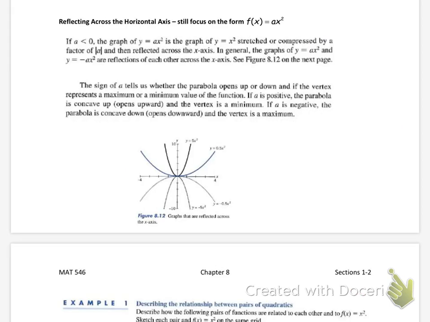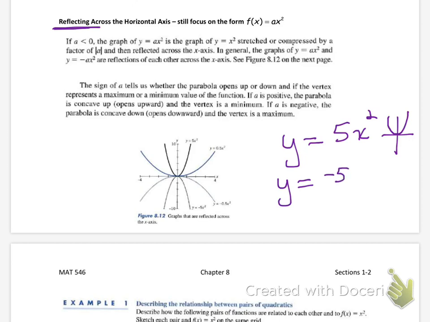Now the next transformation is called a reflection. So we're reflecting across the horizontal axis. So if you have y equals 5x squared, this is what your parabola looks like. And if you have y equals negative 5x squared, look what happens. You are flipping over the x-axis. And that's what they're showing you down here. Okay, so here are negative a values, and here above are positive a values, and you can see the impact it has on your parabola.